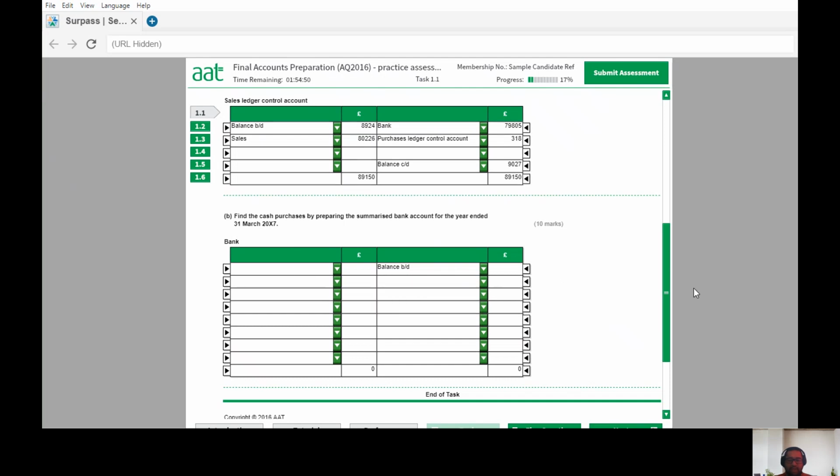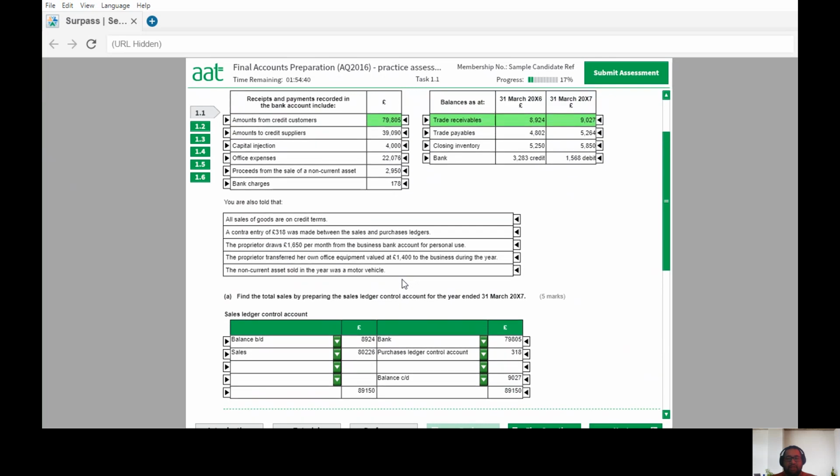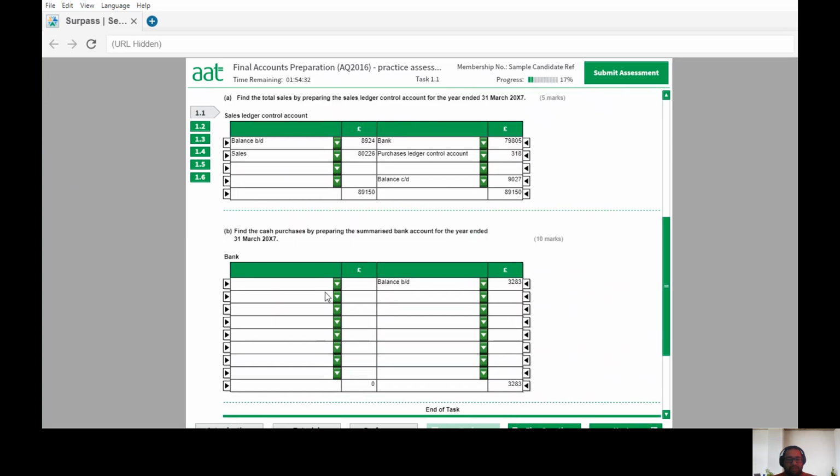So let's go back in there and check that figure. Balance board down on the bank is 3,283 pounds. And then also let's scroll back up and check the other entries we need to go into there. So the amount from the credit customers, 79,000. So we're going to say sales ledger control account, 79,805. We have done that here.